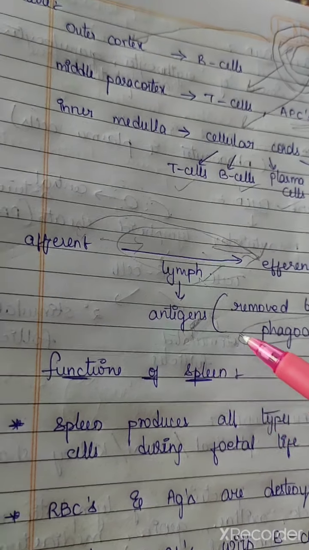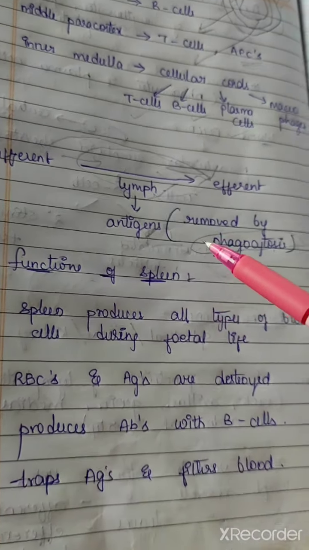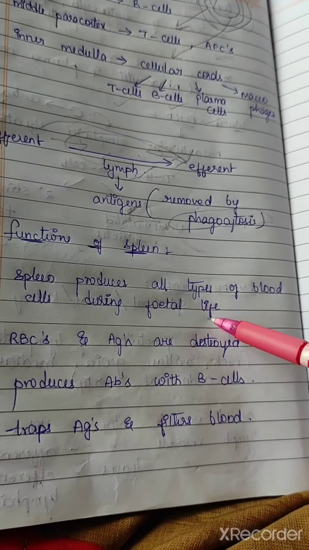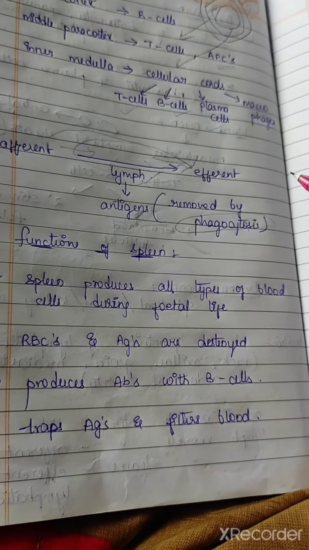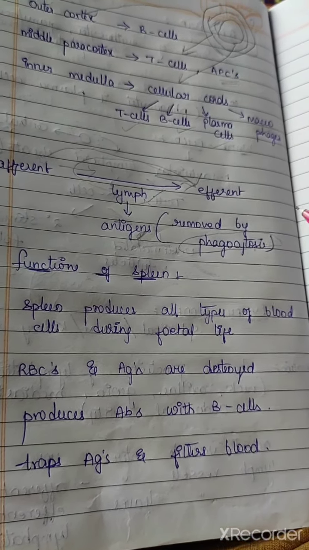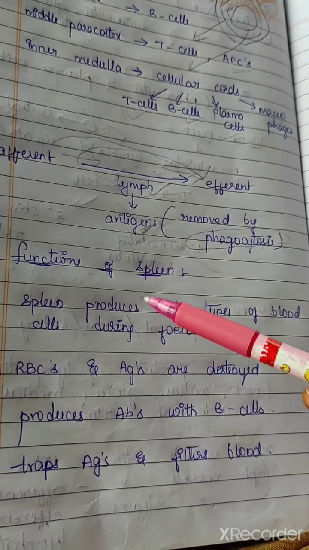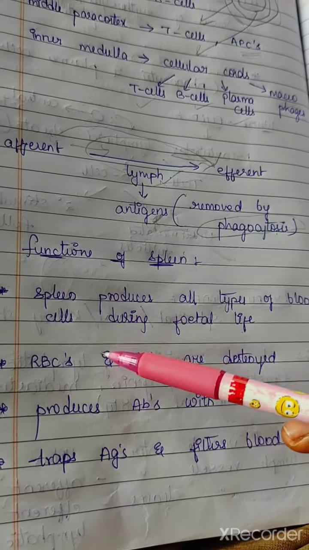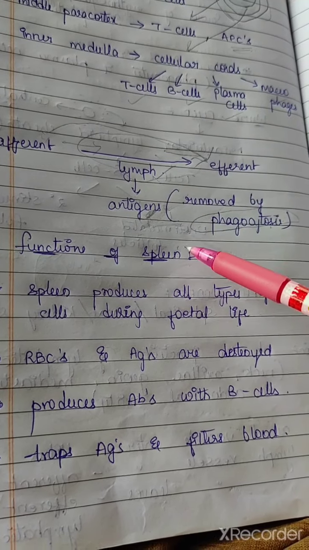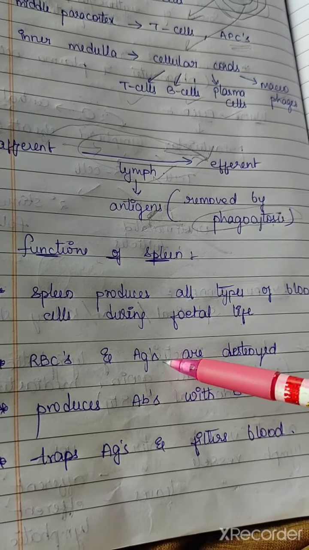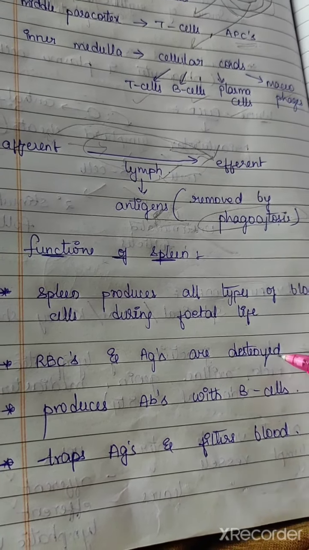Okay, so what is the function of this spleen? Spleen produces all types of blood cells during fetal life, meaning it can produce erythrocytes, monocytes, blood platelets, granulocytes, etc. Here in this spleen, I told you that this is also called the graveyard of the RBCs. The RBCs and antigens, meaning foreign particles which enter into the spleen, are also destroyed.